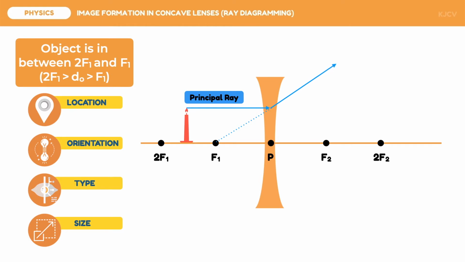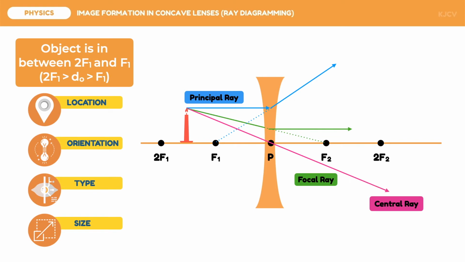For the second ray, we have the focal ray. The incident focal ray should reach the lens with respect to f(2). To properly draw this, we first draw an imaginary segment from the tip of the object going to f(2). Second, we can now draw the incident ray from the tip of the object going to the lens. For the refracted focal ray, we draw a ray going away from the lens but parallel to the principal axis. Lastly, let us draw the central ray. Simply draw a ray from the tip of the object passing exactly through the optical center of the lens. This ray will not show any refraction.